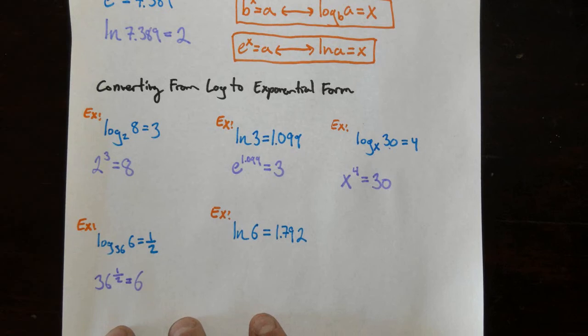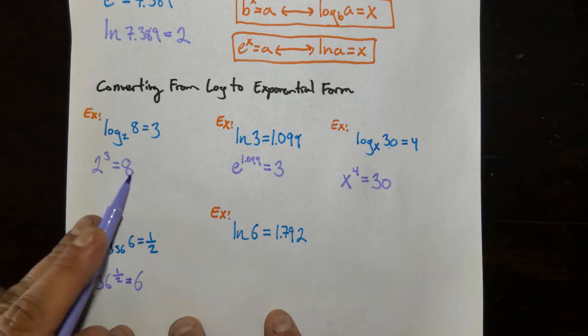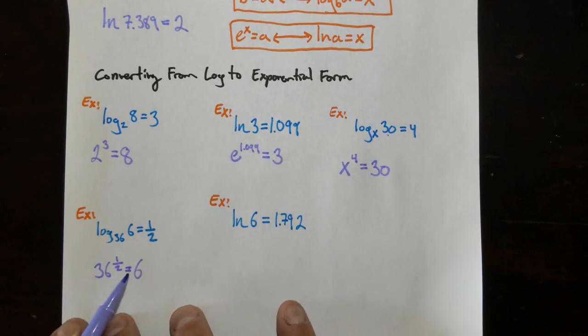And these are all true statements, by the way. We know 2 cubed is 8. 36 to the 1/2 power is 6. Raising something to the 1/2 power is the same thing as taking the square root of it. So the square root of 36 is 6, in fact.